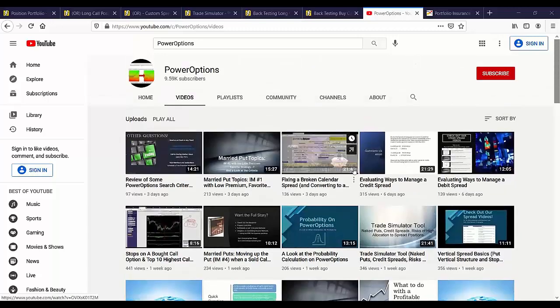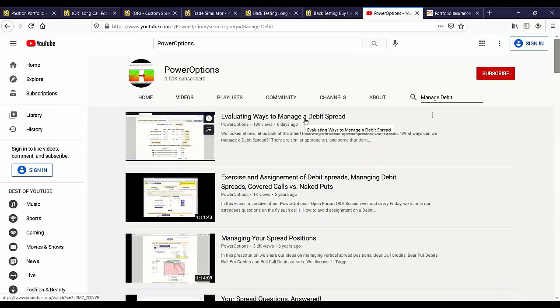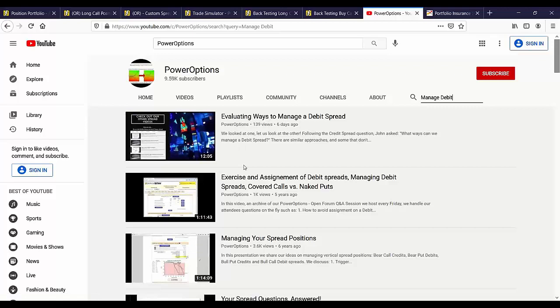For the debit spreads or credit spreads, there's ideas in here. You could just do a search for debit spread management, manage debit. Let's see if anything comes up. Evaluating ways to manage debit spread, up or down. So that's a shorter one, I thought. Yeah, 12 minutes and 5 seconds there, Steve. So that'll give you some more insight into some of the other things you can do there that we won't go into today too deeply.